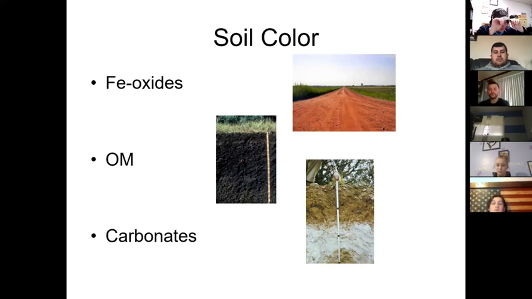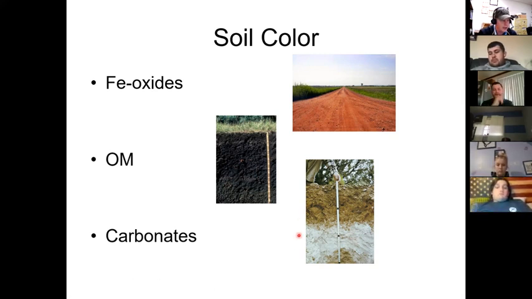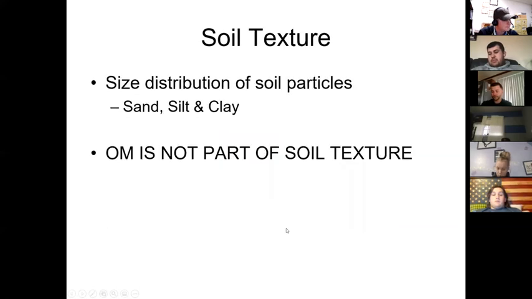What's causing color? Iron and aluminum oxides. We've established this, right? Also, organic matter is a big player, so we get that dark black brownish color when we get a lot of organic matter. And another thing, obviously, is carbonates. When something gets a white color to it, especially in arid soils, that's from carbonates.